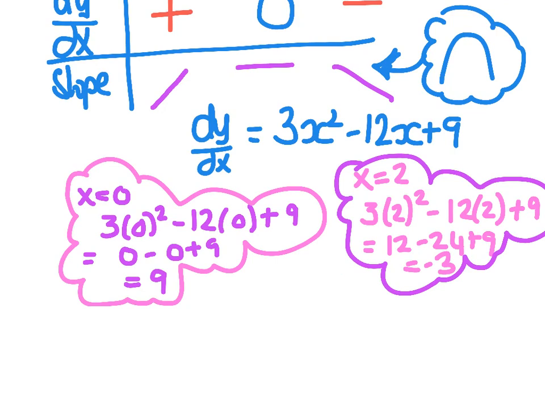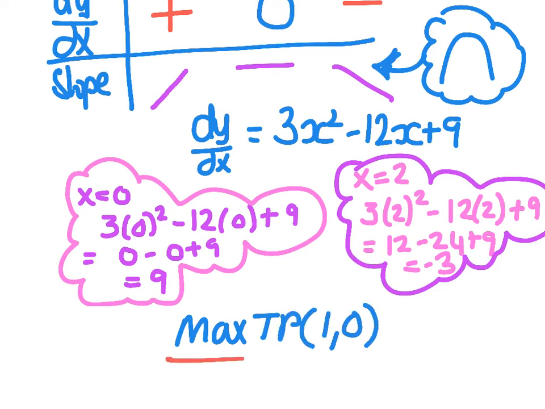So I can conclude that I have a maximum turning point at 1, 0. And I've now completed the question. This function has two stationary points, a minimum turning point at 3, -4, and a maximum turning point at 1, 0.